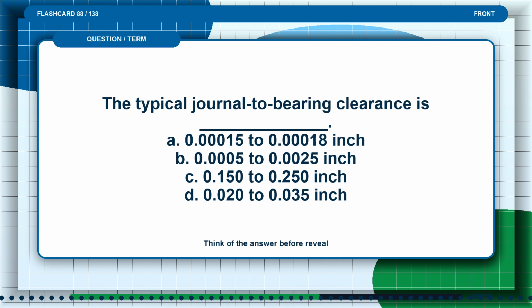Flashcard 88. The typical journal to bearing clearance is blank. A. 0.00015 to 0.00018 inches. B. 0.0005 to 0.0025 inches. C. 0.15 to 0.25 inches. D. 0.02 to 0.035 inches. Pause and think of the answer before the reveal.